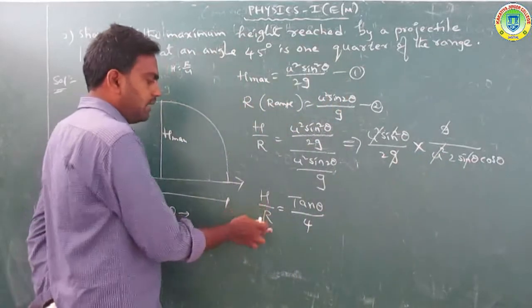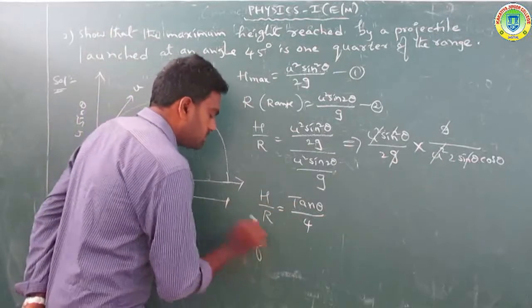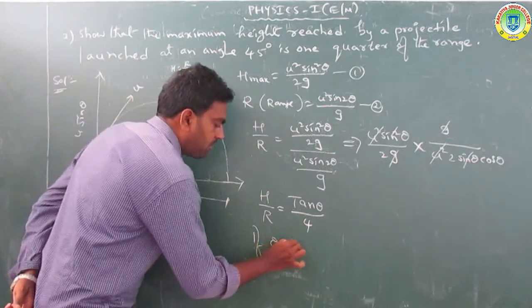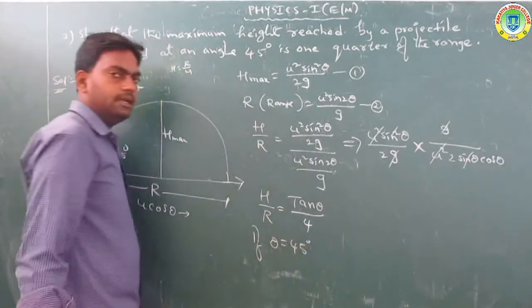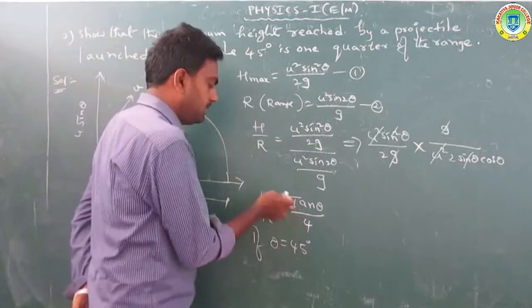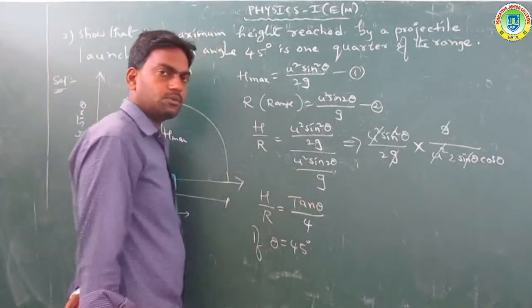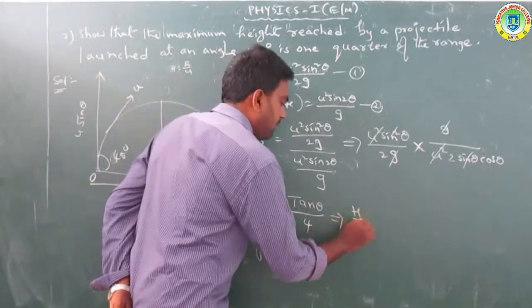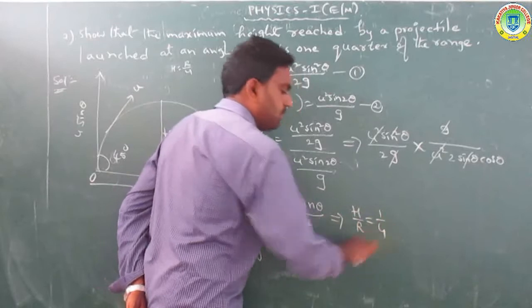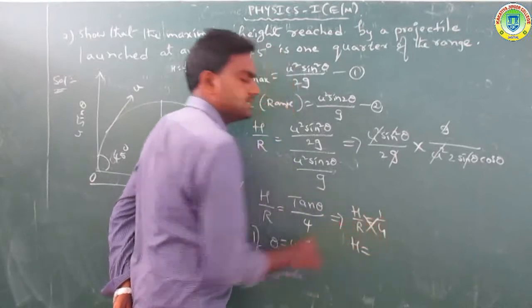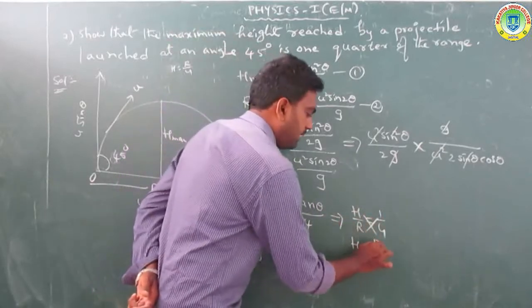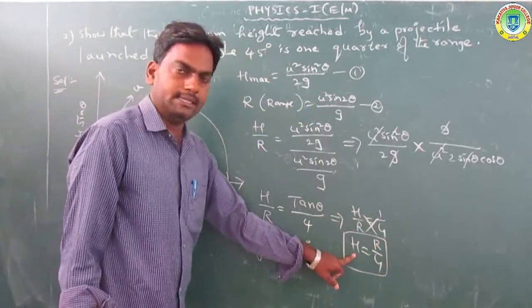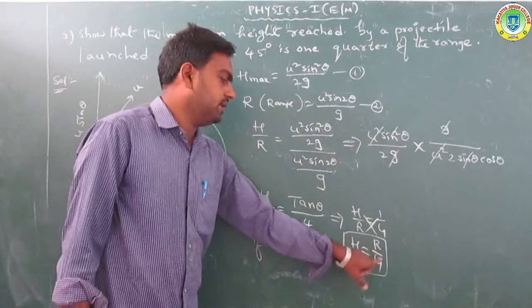So H by R is equal to tan theta by 4. If the projectile is launched at an angle theta equal to 45 degrees, substituting 45 degrees, tan 45 is equal to 1. So H by R is equal to 1 by 4. By cross multiplication, H is equal to R by 4. So the maximum height is equal to a quarter of its range.